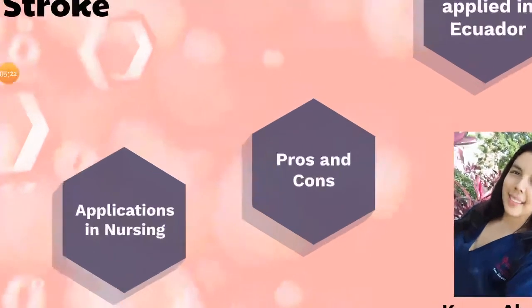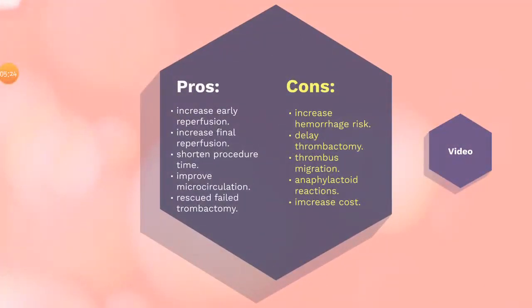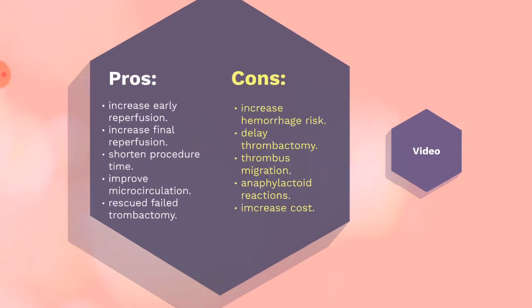Pros and cons. Pros: increased early reperfusion, increased final reperfusion, shortened procedure time, improving microcirculation, required for large thrombectomy. Cons: increased hemorrhage risk, delayed thrombectomy, thrombus migration, anaphylactic reactions, increased cost.